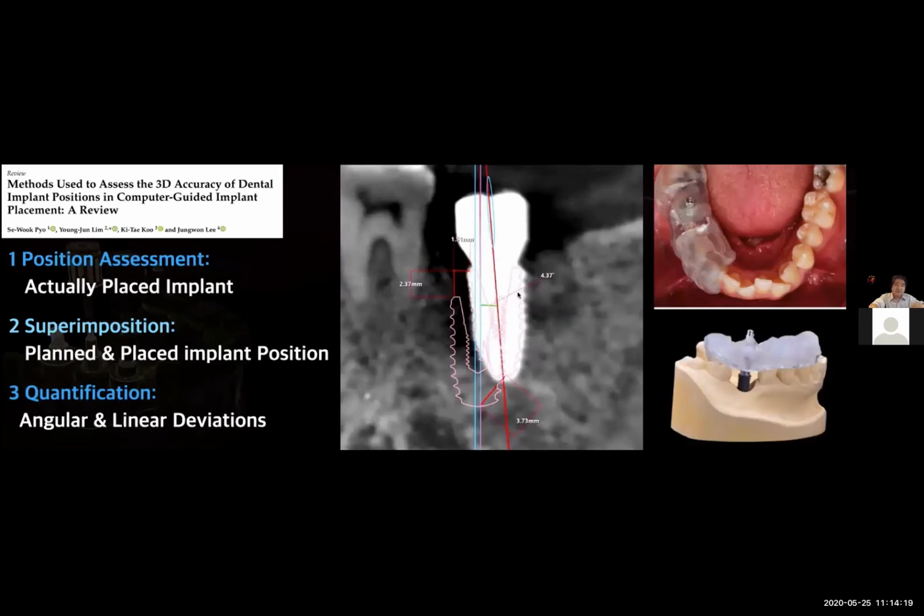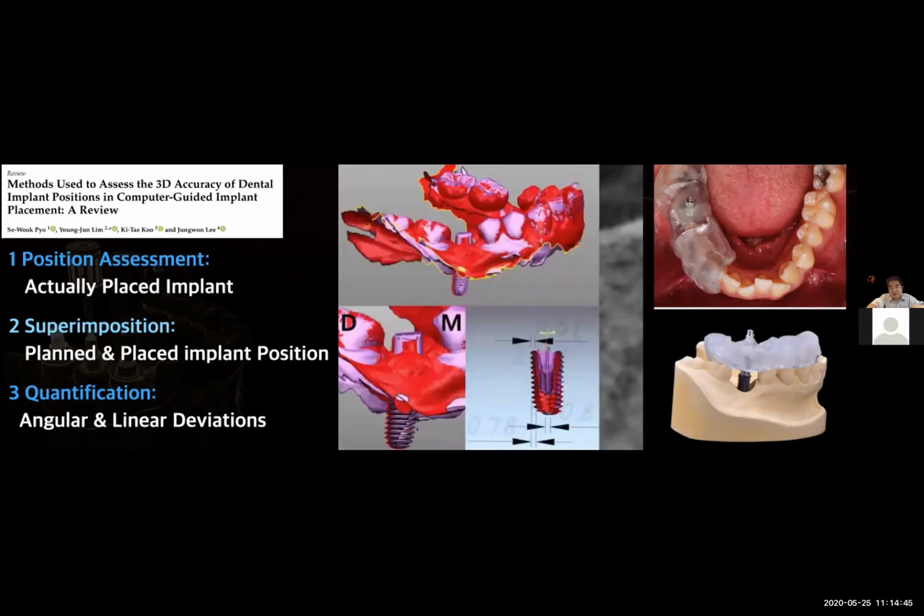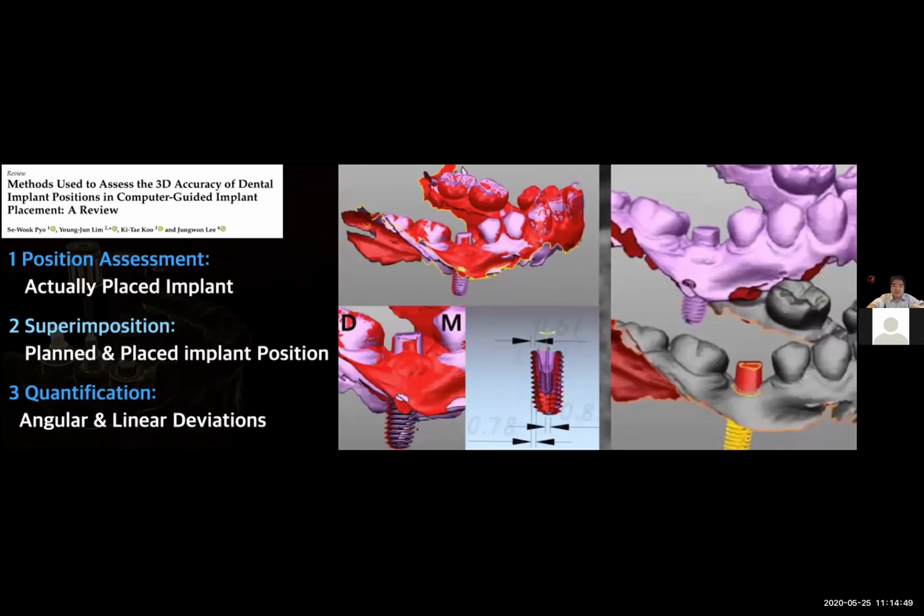Based on that information, we can tell before and after, or in other words planned and placed, what we dreamed about and what actually happened. In reality, we see the difference between them. That's how we measure it. There are many different ways to measure it, but one way is software, or sometimes we work on the casts directly, or we can use intraoral scanning. There are several different ways to measure the difference.